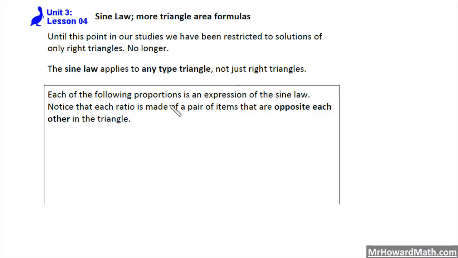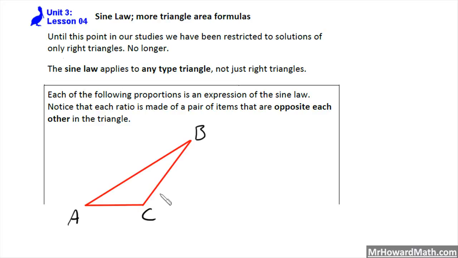Each of the following proportions we're about to go through is an expression of the sine law. Notice that each ratio is made of a pair of items that are opposite each other in the triangle. If we make a non-right triangle as our example, remember this would work with right triangles as well, but the normal SOHCAHTOA methods that we've gone through are normally used there. So we mainly focus the sine law on non-right triangles.